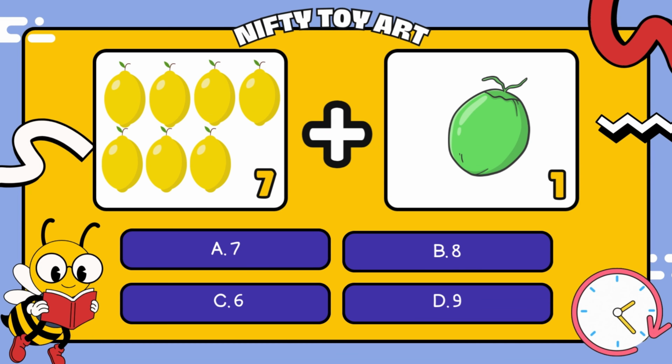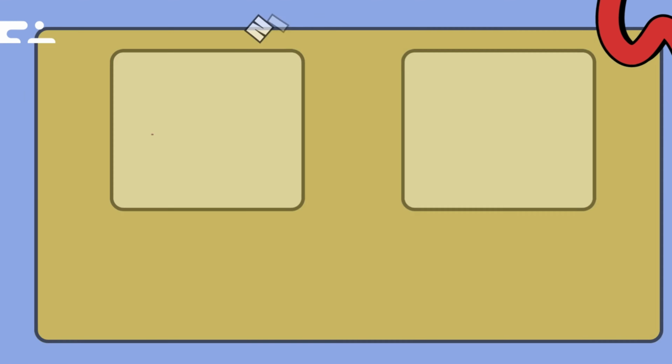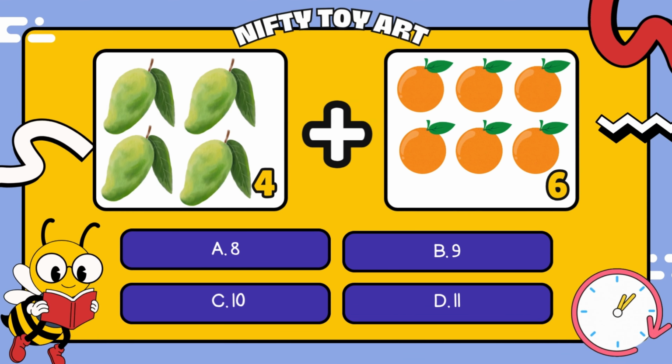I have 7 lemon plus 1 coconut. How many fruits do I have? That's right, 8 fruits. I have 4 mango plus 6 orange. How many fruits do I have? That's right, 10 fruits.